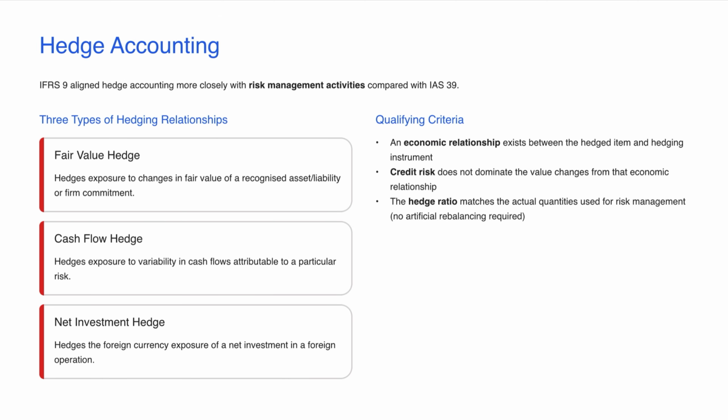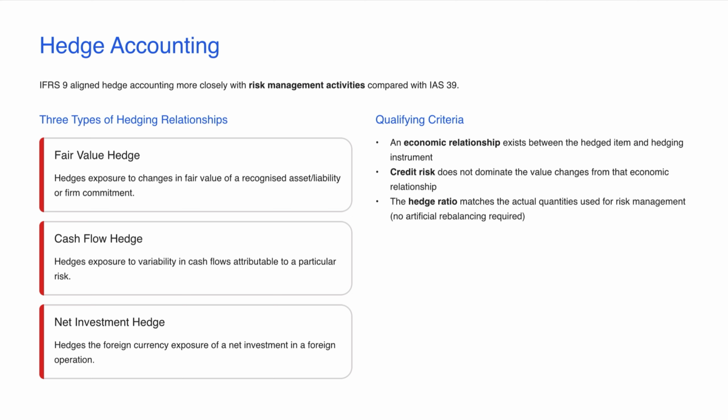Hedge accounting can look complicated, but the basic idea is actually quite intuitive. A company may use a financial instrument to protect itself against a particular risk. IFRS 9 aims to make hedge accounting more closely aligned with the entity's actual risk management activities.